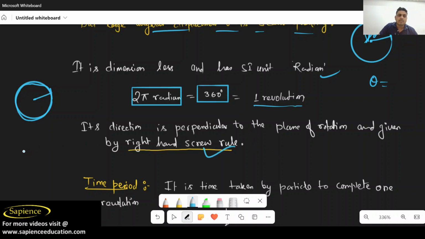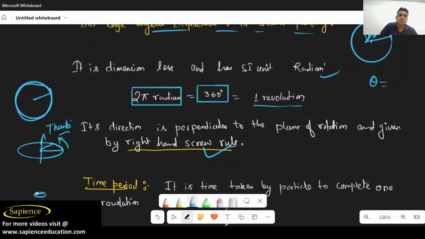Let us consider a circle like this. When the angle is moving in a circular path, we use the right hand rule. So our curl will give this direction, and this is your thumb. So when this is your thumb and this is your curl, the thumb will give the direction of displacement. Thumb will give you the direction of displacement.